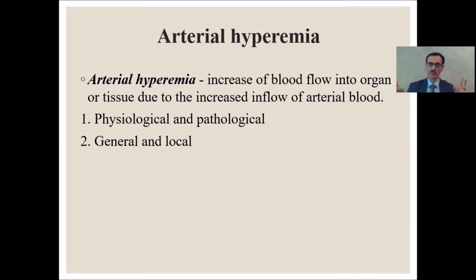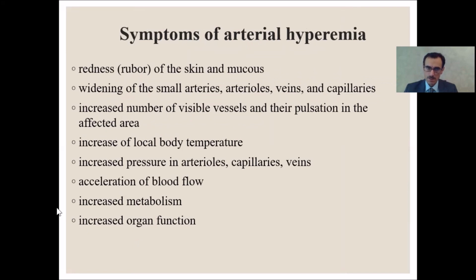There are two types of arterial hyperemia, physiological and pathological. By distribution, it can be general and local. What are the symptoms of arterial hyperemia? As we said, redness of the skin and mucous membrane, dilatation of the small arteries, arterioles, veins, and capillaries, an increased number of visible vessels and their pulsation in the affected area, increased local body temperature, increased pressure in arterioles, increased metabolism, and so on.